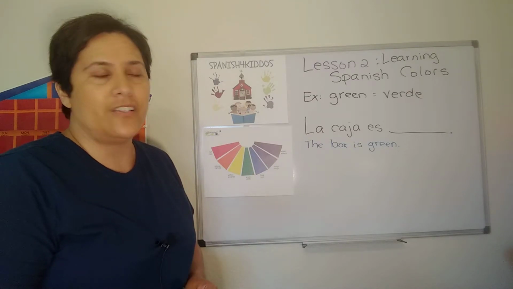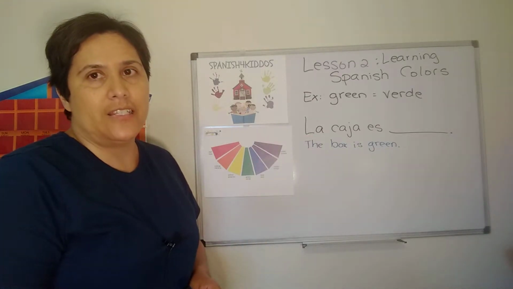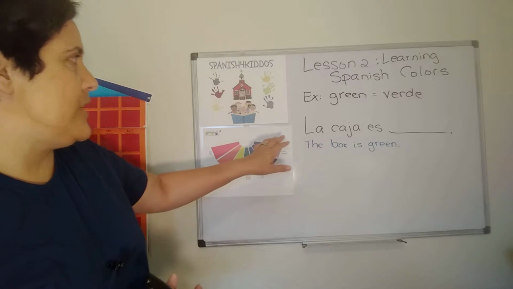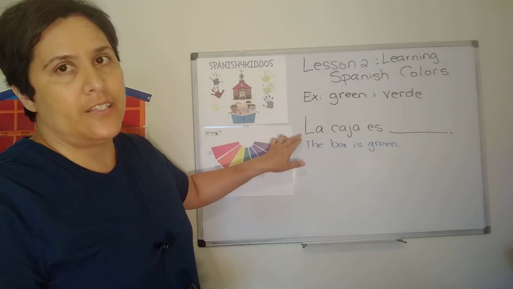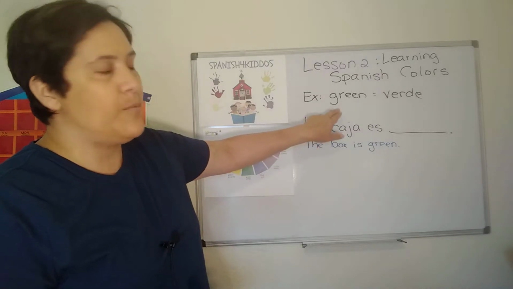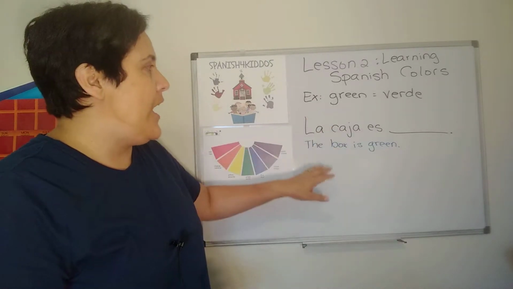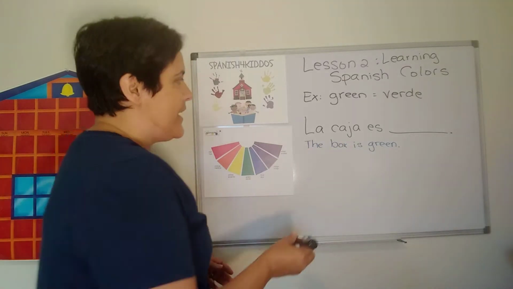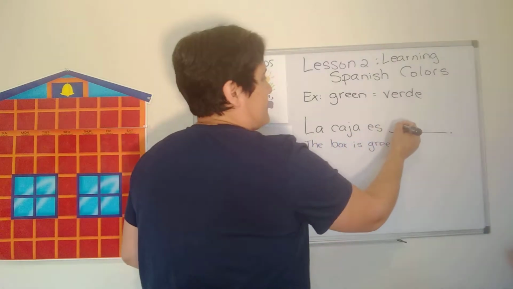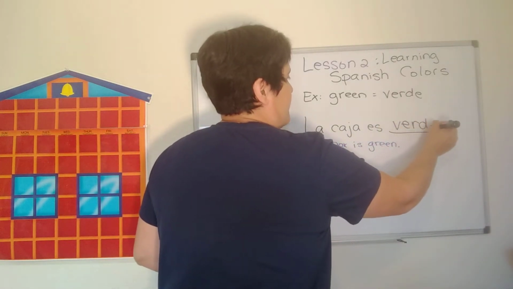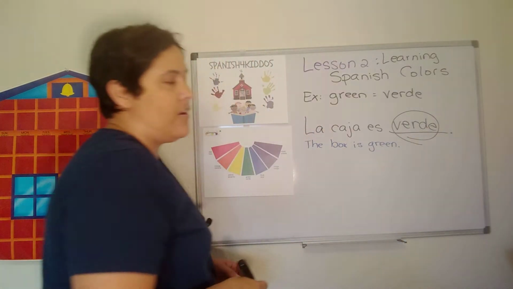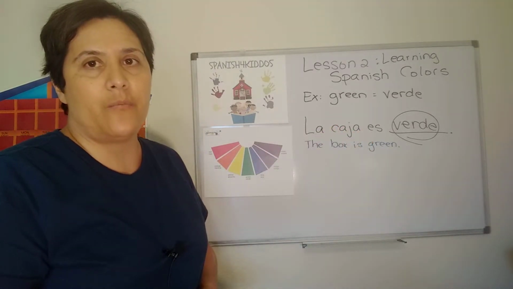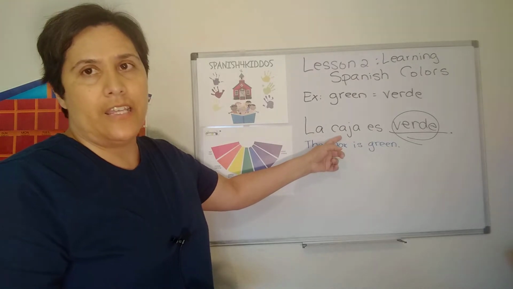Moving on to lesson 2, which is today's lesson, let's see how we can use these colors in a Spanish sentence so that we can see them in a more realistic visualization. For instance, if we have this sentence, la caja es, and our example is green, which is verde, how can we use verde in this example? In this case, we would write, la caja es verde. So now we have our Spanish color in a more realistic way. It's not just a color, but it also represents now that the box is green.